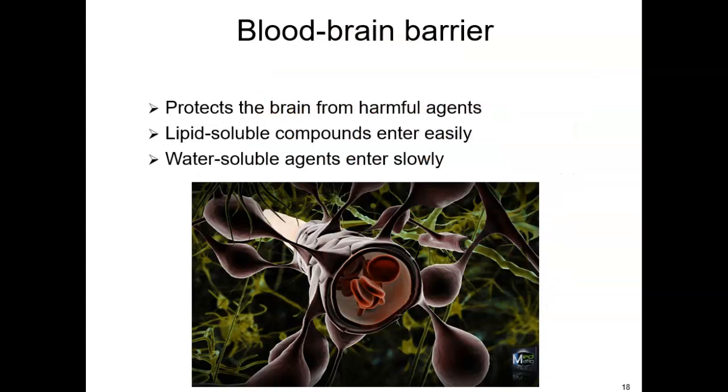The blood-brain barrier protects the brain matter while allowing nutrients to enter. This is a major consideration for medications, and the reason why we have difficulty with certain medications in treating people in their central nervous system.